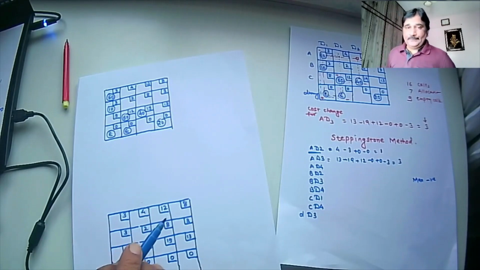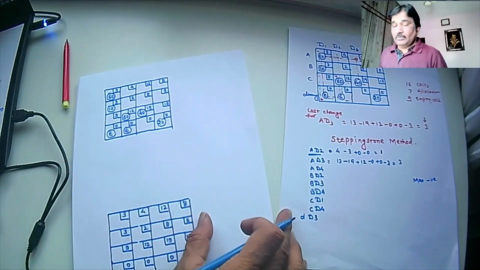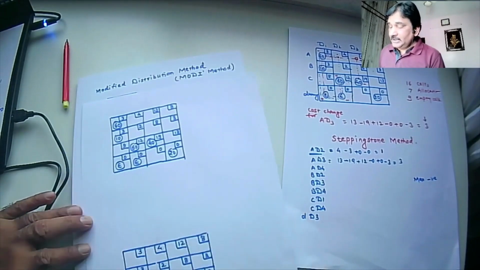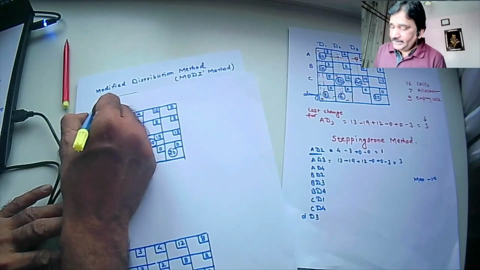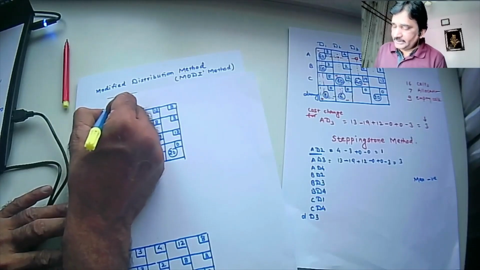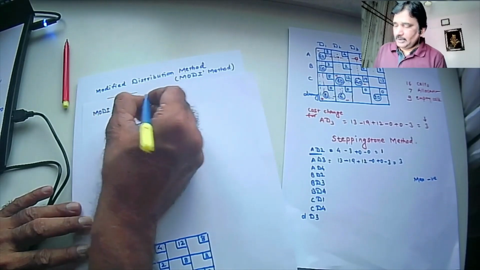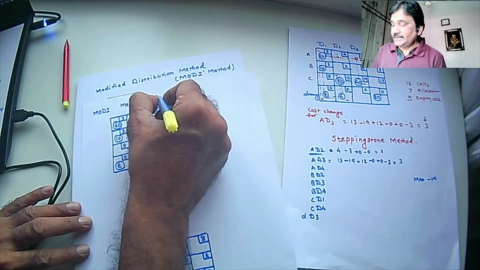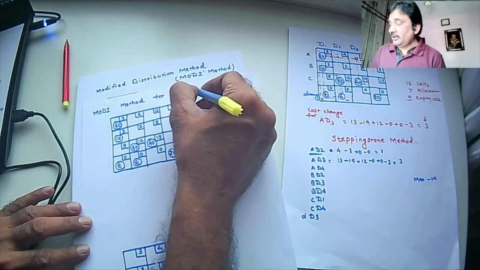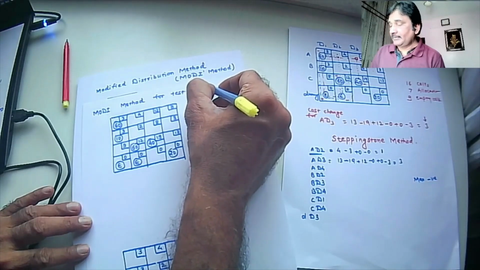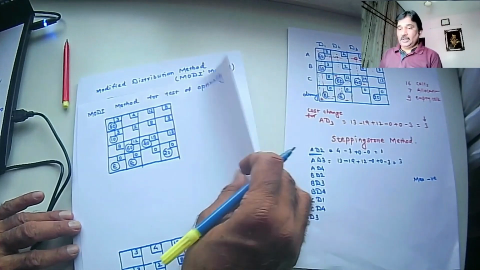So now I will be applying the modified distribution method, the MODI method, to find the saving potential of all the empty cells. For the optimality test, to test whether the allocation done by us is optimal or not.